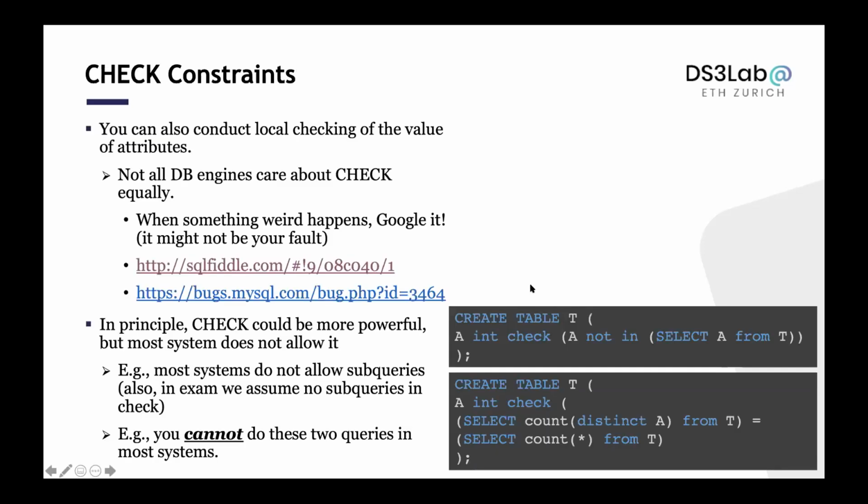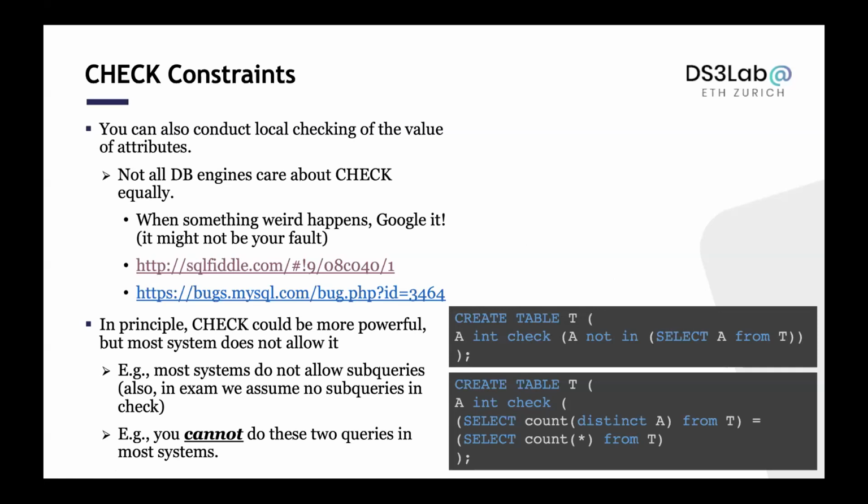Go ahead. So one question would be, what do you mean again with conduct local checking of the value of attributes? Like, what's the difference to checking with two tuples? Essentially, whenever you write your check condition, you can only use the value of one tuple. For example, I have two tuples in my relation, I cannot check whether their student IDs are the same. Your check condition can only involve a single tuple. For example, you cannot have subqueries that involve multiple tuples in the check condition. So does that answer the question?